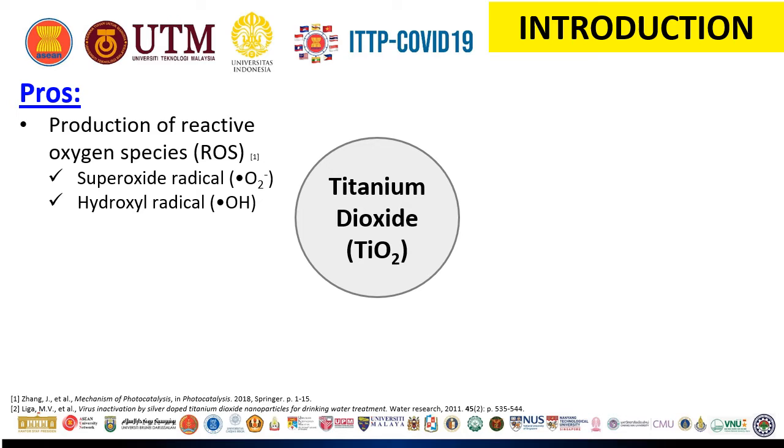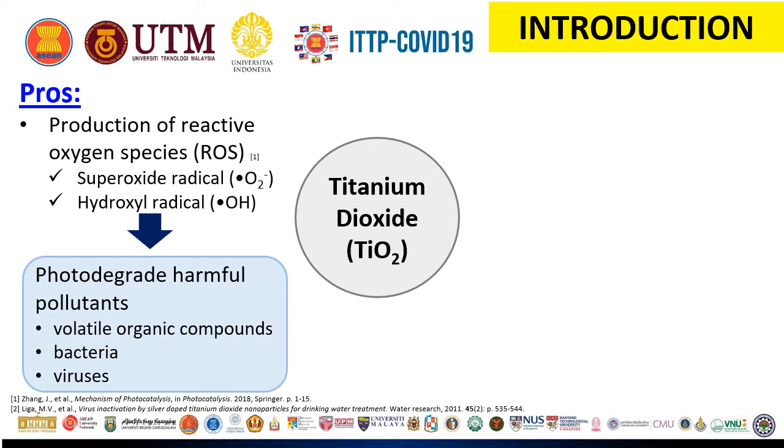So let's just start with titanium dioxide. Titanium dioxide was studied and found that it can produce reactive oxygen species, which are superoxide radical and also hydroxyl radical, upon UV light irradiation. These species will photodegrade harmful pollutants such as VOC, bacteria, and also viruses.